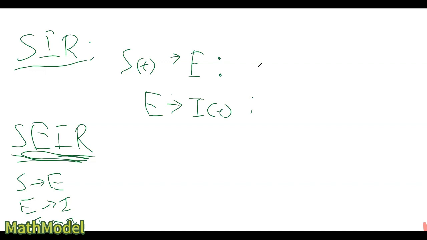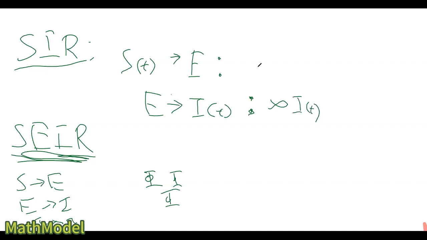So E to IT. The probability of being affected is proportional to IT. Why is that so? Because the more people that are infected, the more people pass on the virus. So that means it's proportional. I'm pretty sure it's this symbol. Yeah, I think so. To IT.